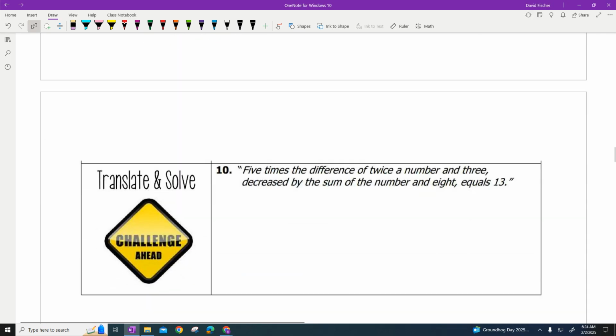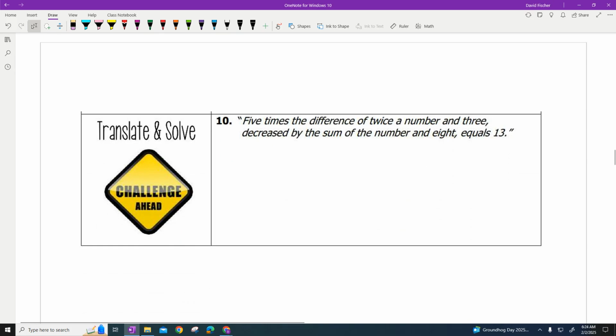Oh yeah, we got to translate. All right, well, you got to get good at these. Here we go. Let's see what it is. I want to read it through all the way one time, and then I'll kind of start breaking it down. I want 5 times the difference of twice a number and 3. So there's one part of my problem. Decreased by the sum of the number and 8. Oh my goodness, there's another problem.